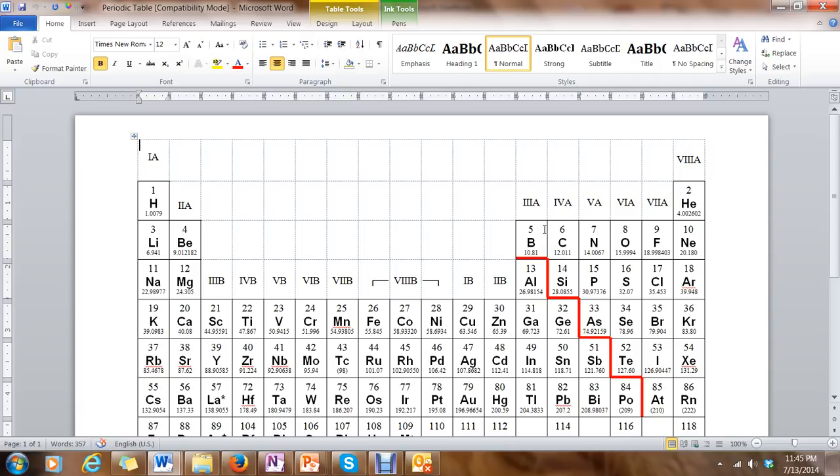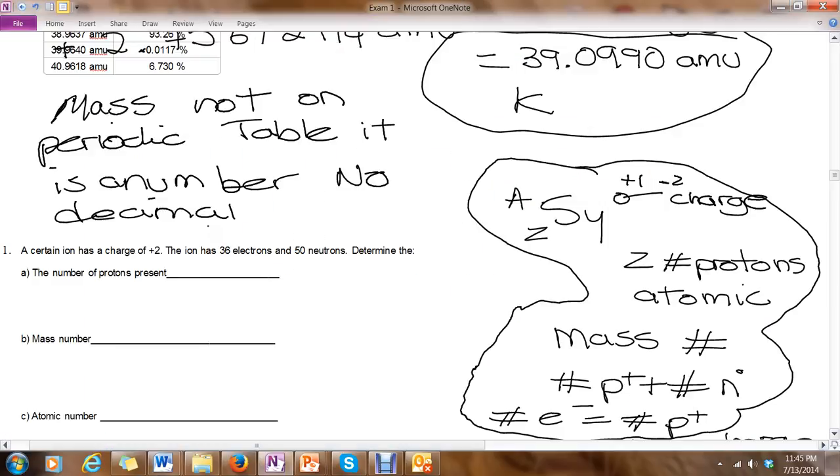This here is the atomic number, and it is given by the number of protons. So when you see the periodic table and the element is neutral, this would be boron, B, 5 protons, 5 electrons, with charge 0. So let's go ahead and look at this. A certain ion has a charge of +2. The ion has 36 electrons and 50 neutrons. Determine the number of protons.